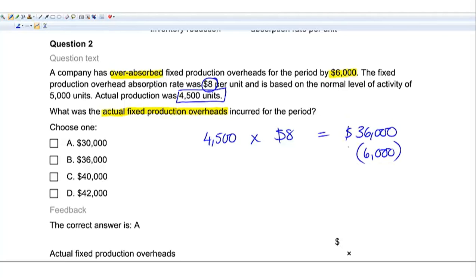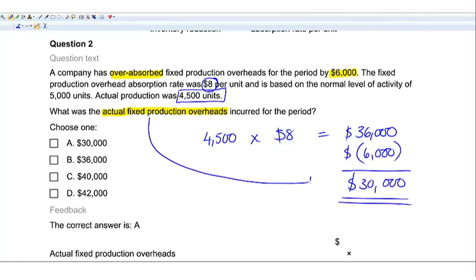So as we said, over-absorbed means that we have absorbed too much of an overhead. So we would want to deduct that, and deducting that would allow us to calculate that the actual fixed production overhead incurred in the period must therefore have been $30,000, and therefore the correct answer is answer E.